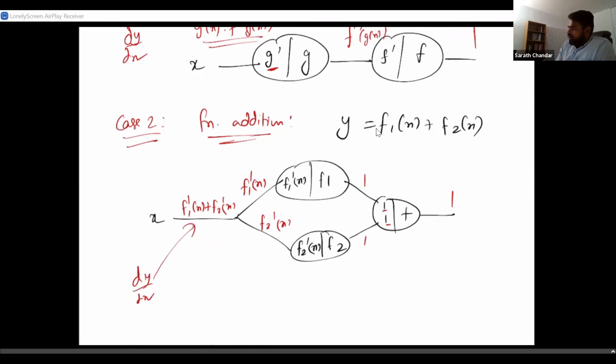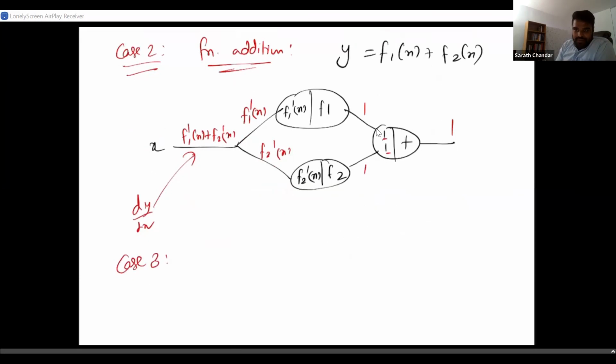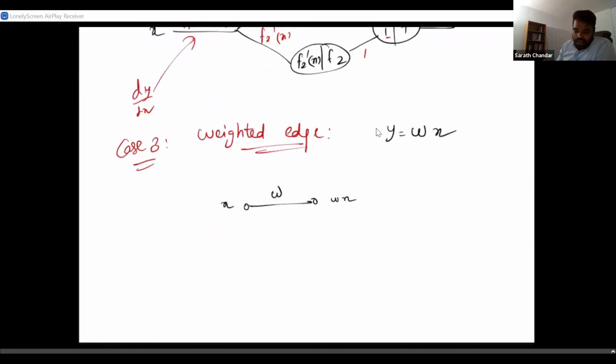So finally, we have case 3. Okay, so case 3 was the idea of weighted edges. So what if I have a weight? Okay, so now y is equal to wx. Now in this case, the idea is I just have this edge which has a weight w. Okay, if I pass x to it, it's going to give me wx. All right. Now how do I run this backward?